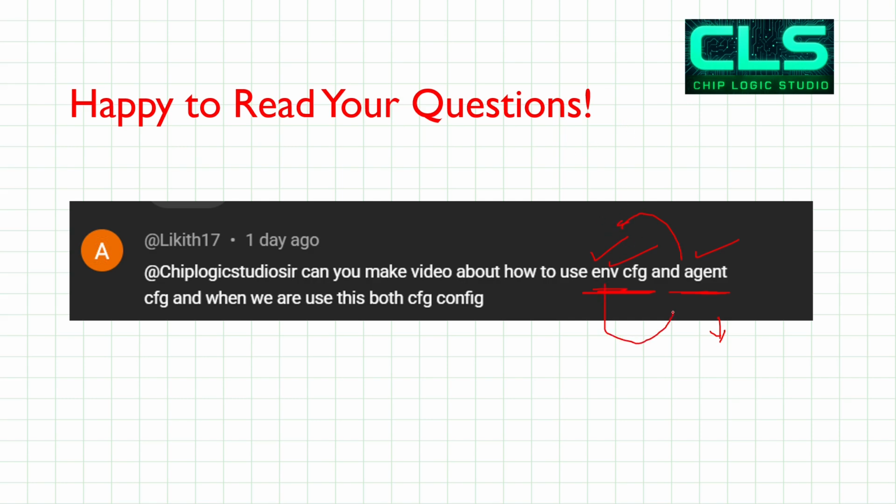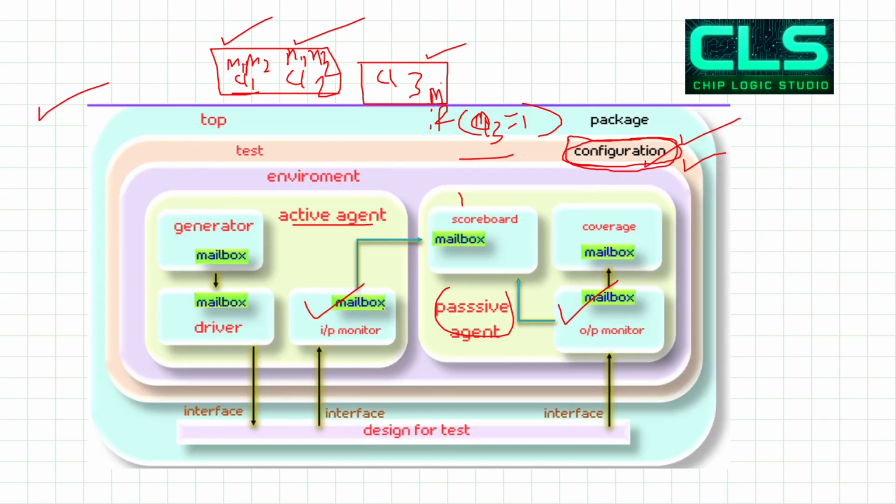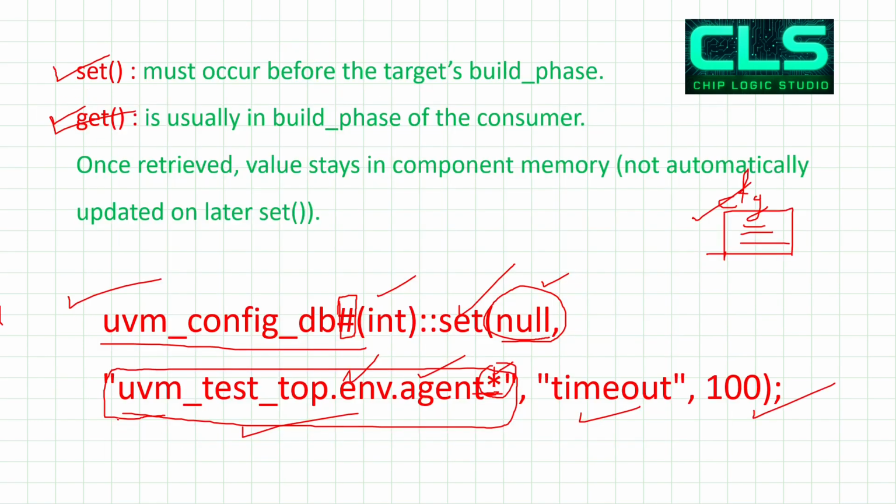So the hierarchy will be like: you set in environment and you get in the agent, or similarly if you want to use both. Mostly there is only a single config db you are using. That single space is there in your environment, and you can store multiple data types. So basically you are using it for both, environment or agent, because you are setting from one side and getting from the other side, and whenever you give access you can use star and get anywhere.